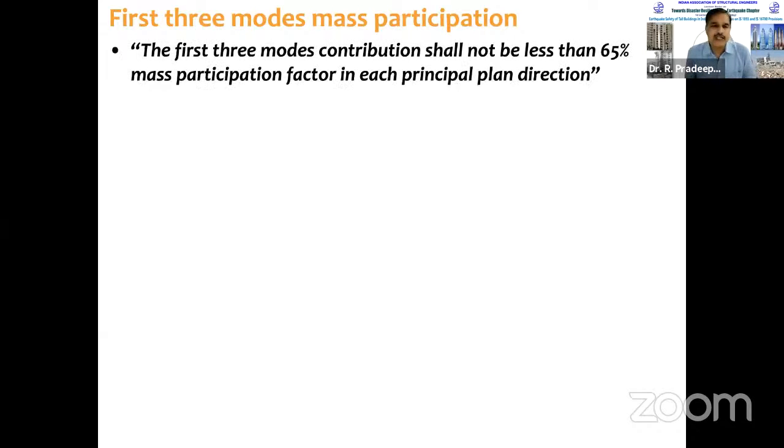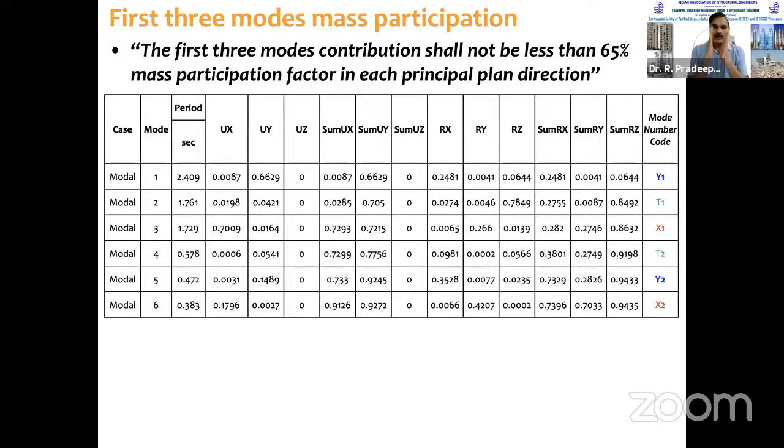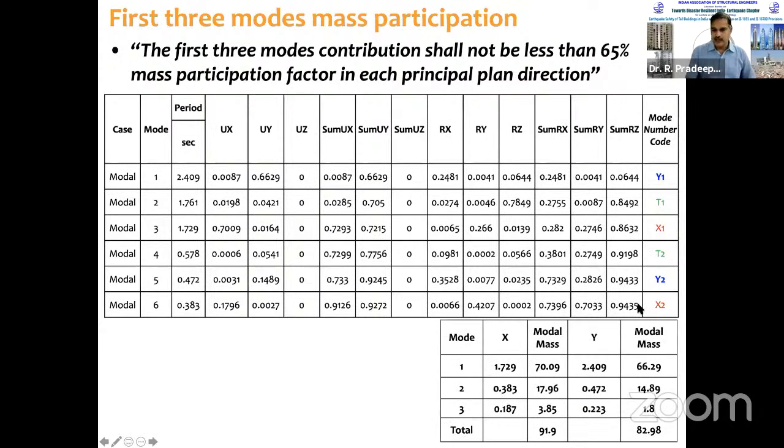Then the other clause, what the code says is, the first 3 modes' contribution shall not be less than 65% of mass participation. So again, the same problem, if we take out all the modes in each direction, say this is y1, this is y2, t1, t2, x1 and x2. If I separate this one, you can see in the x direction, the first 3 modes, and along the y direction, the first 3 modes. If we combine the modal masses, it comes to 91%. And here combining all 3 modal masses in the y direction, it comes to 82%.